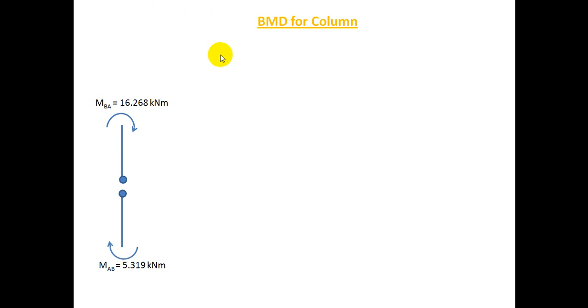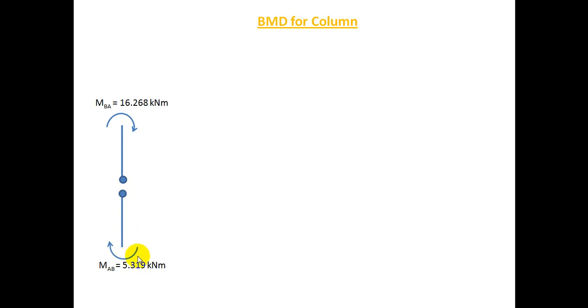Now come to the trick of how to draw the BMD for the column. Just consider a column and break that column at midspan. Next, at that midspan, provide an internal hinge. Of course, the property of the internal hinge is that it allows rotation.